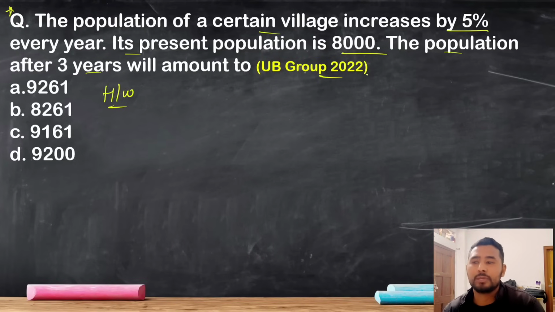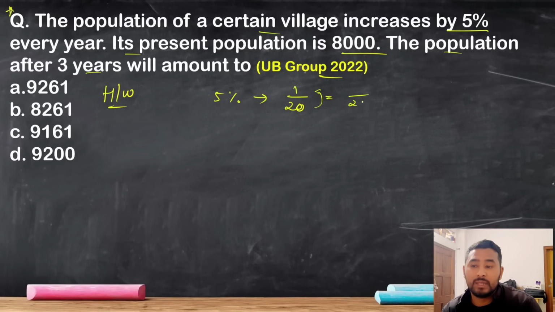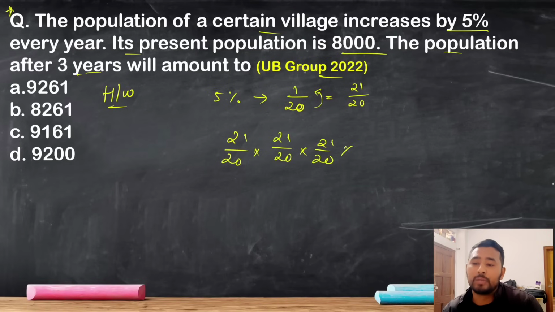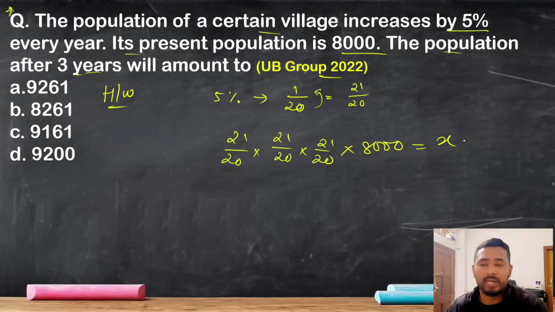How will you do it? The population of a certain village, 5%. Get the fractional value of 5%, which will be how much? 1 by 20. Increase means what? You will add this one. Denominator will remain the same. If it is increasing, numerator will be added, right? 21. So how many times? You should do 21 by 20 into 21 by 20 into 21 by 20 into the present population, equal to the new population, right? So get the answer by yourself. Solve this one and get the answer.